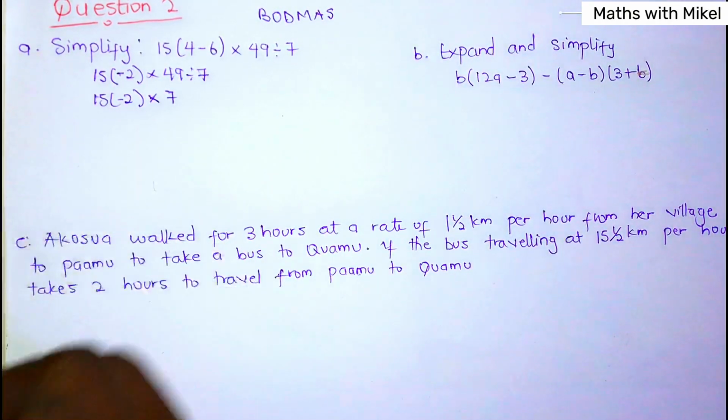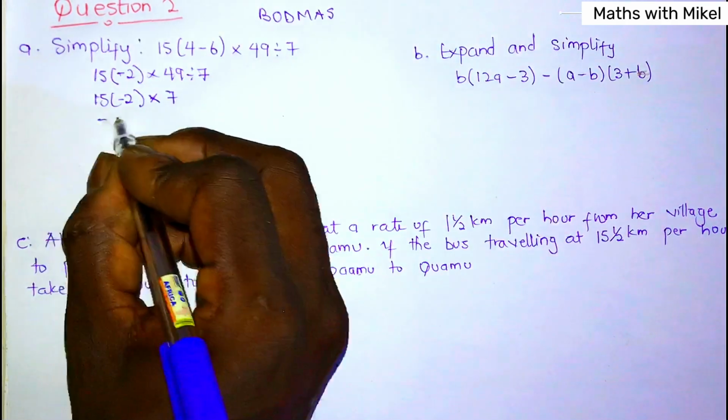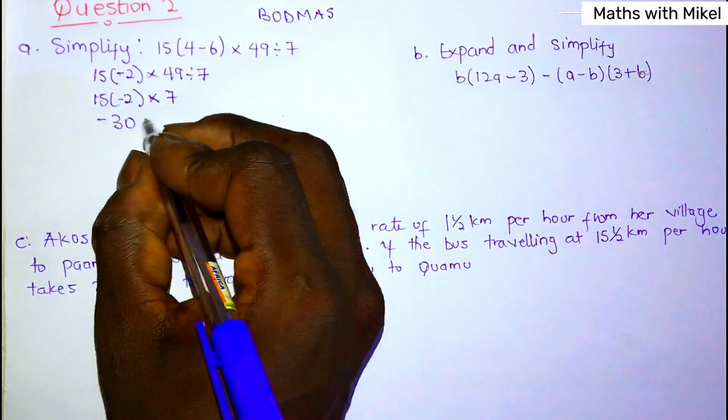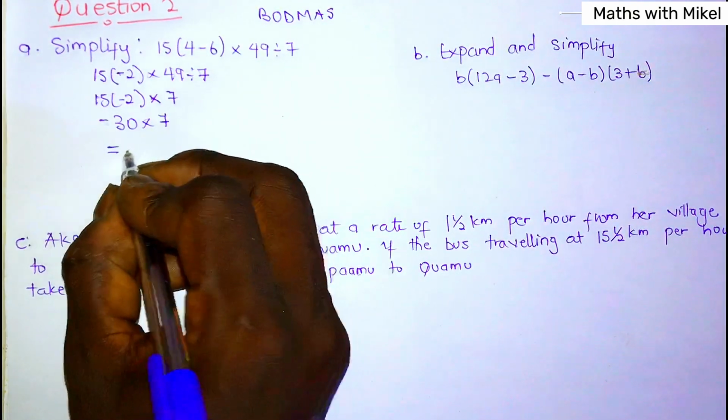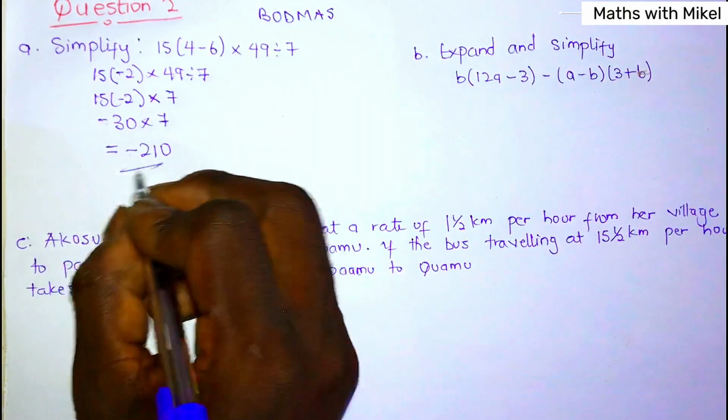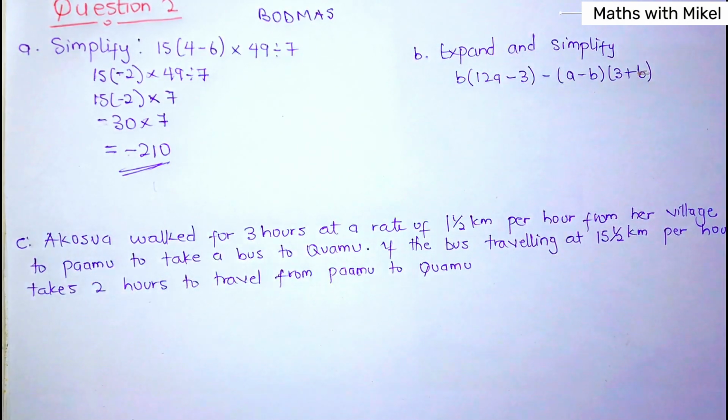Now if I expand this bracket, I get -30. So -30 times 7. And this gives us -210 as the final answer to question 2A. Now the B is also an expansion question. So we are asked to expand and simplify B into bracket 12A minus 3 minus A minus B multiplying 3 plus B.